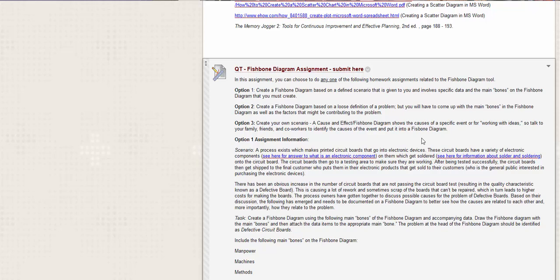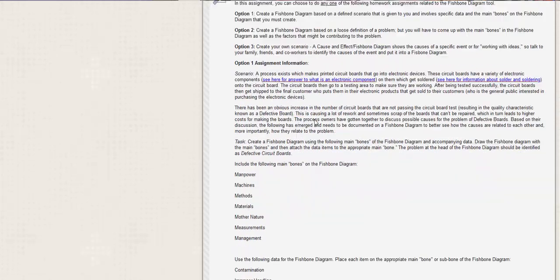Create a fishbone diagram based on a loose definition of a problem, but you'll have to come up with the main bones. Create your own. Look around your house, look around your work. Right now there are some interesting things in the news that maybe you can figure out, like how to work from home or how to do your homework from home. I apologize, this information is down here. So you can create your own scenario that comes up with working with ideas, talk to people. These two are kind of the same. I just need this created.